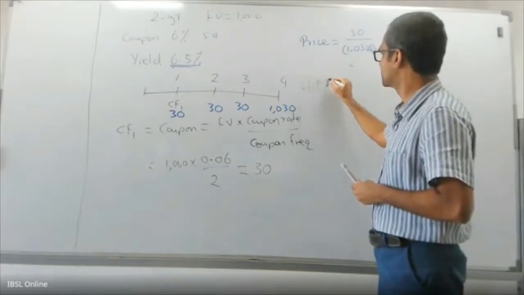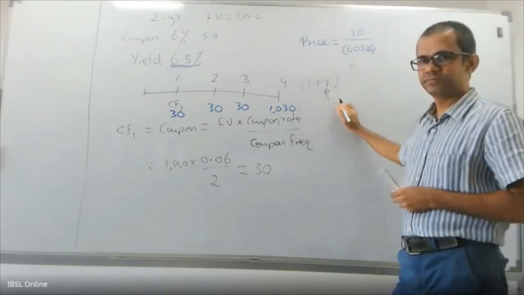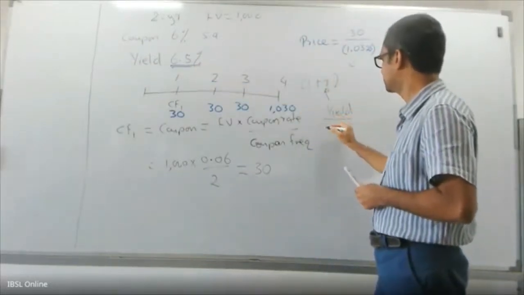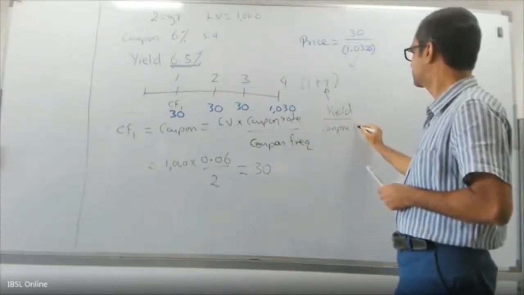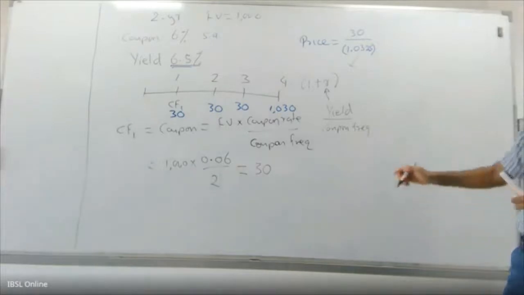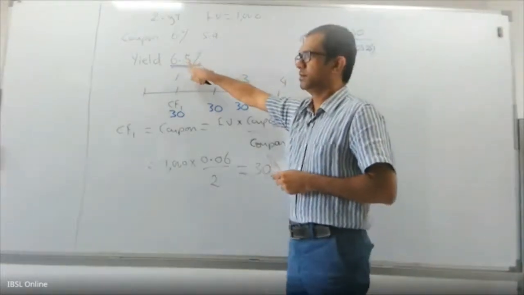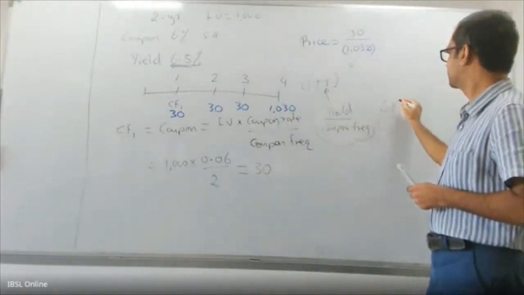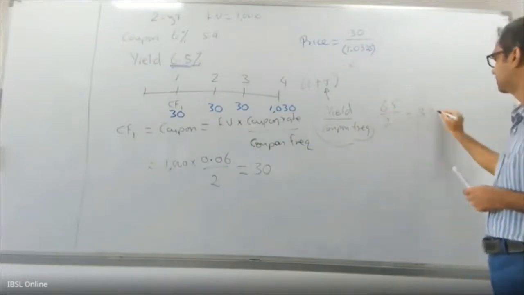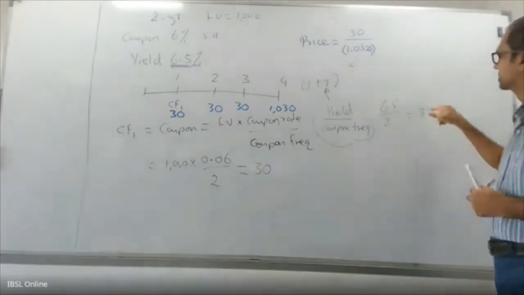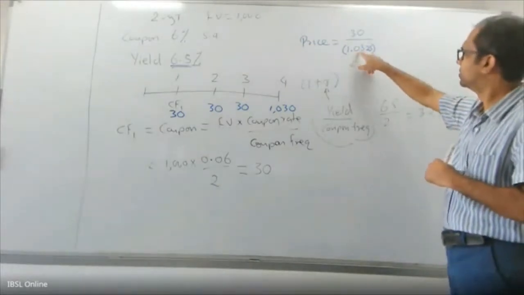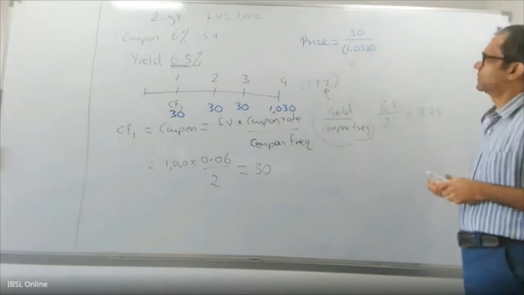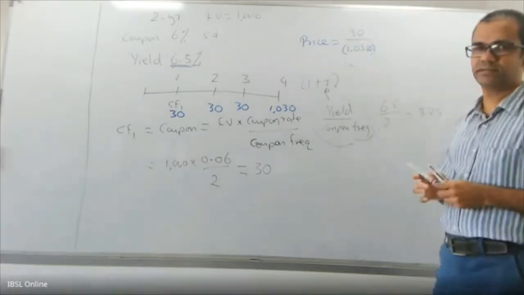It is indeed 1 plus R, but that R should be the annual yield divided by the coupon frequency. So the annualized yield is 6.5. It's a semi-annual bond, so we have to divide it by 2. 6.5 divided by 2 is 3.25. Make it a decimal, it becomes 0.0325, plus 1, 1.0325. Does that complete the first part?